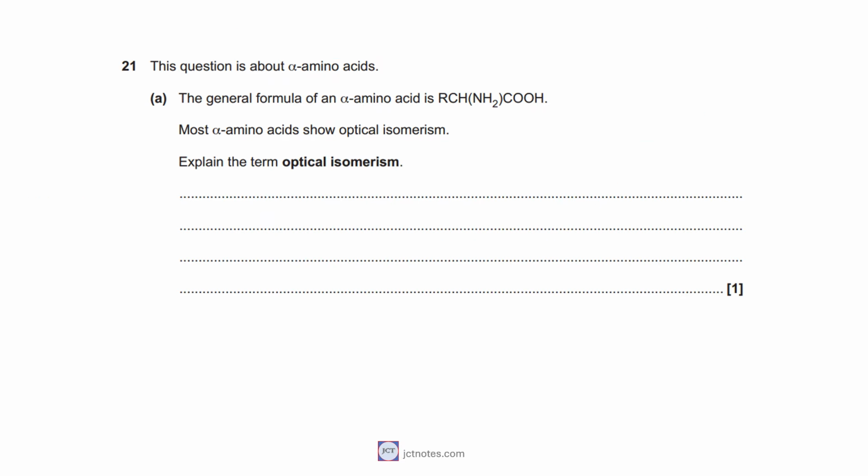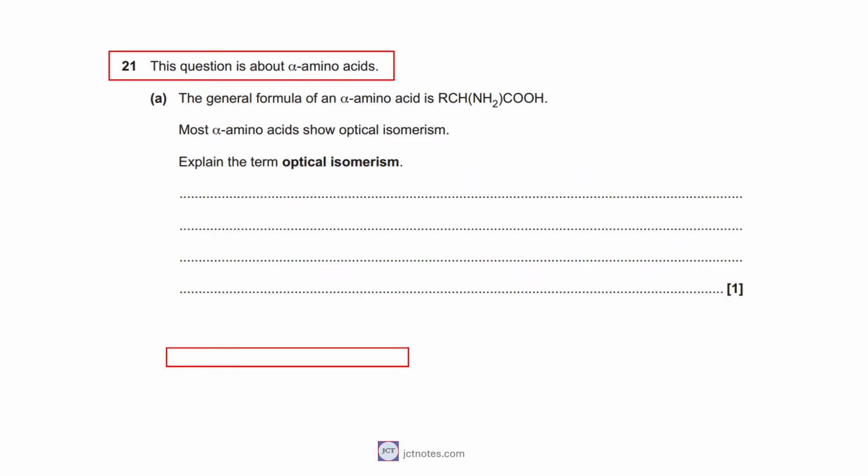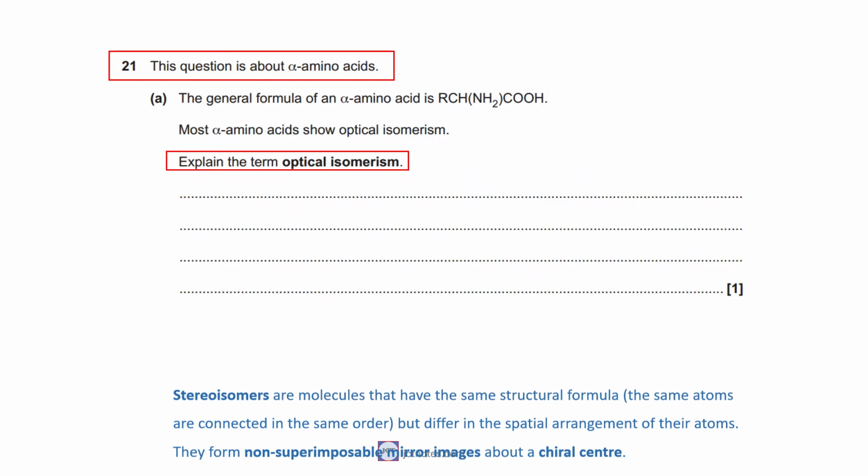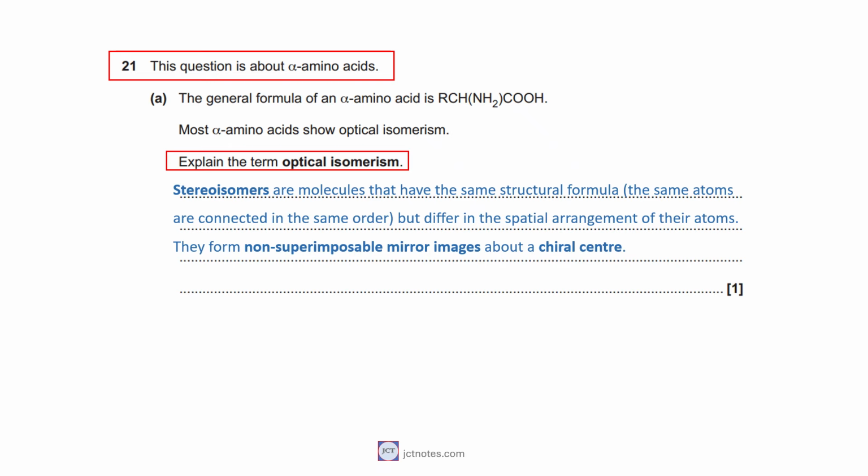Question 21 is about alpha amino acids. In Part A, we are asked to explain the term optical isomer. Stereoisomers are molecules that have the same structural formula but differ in the spatial arrangement of their atoms. They form non-superimposable mirror images about a chiral center.